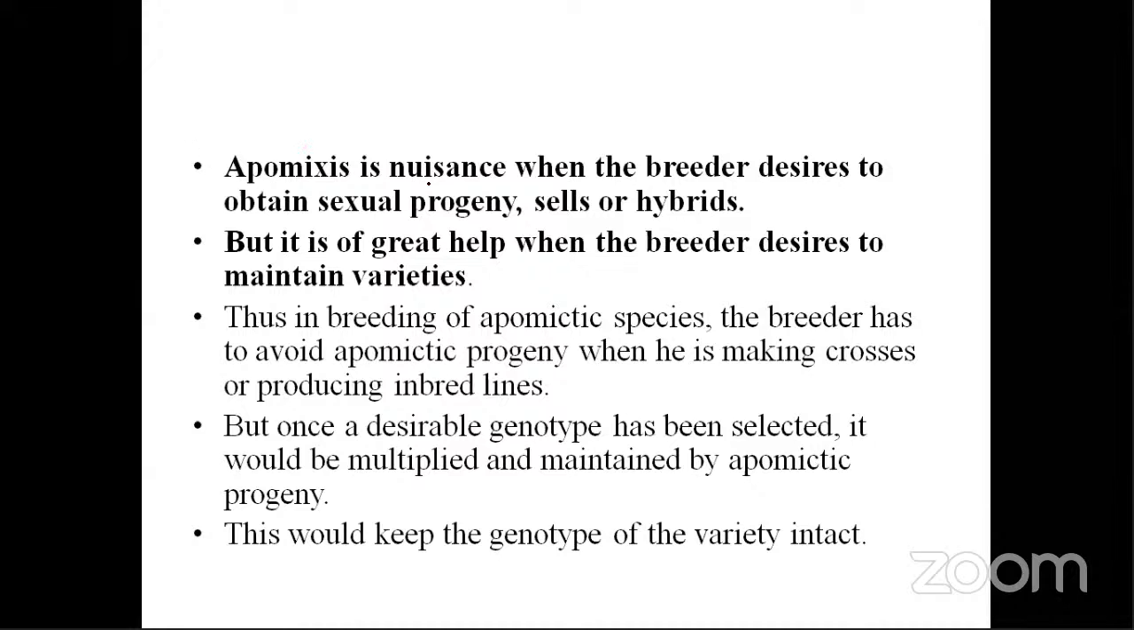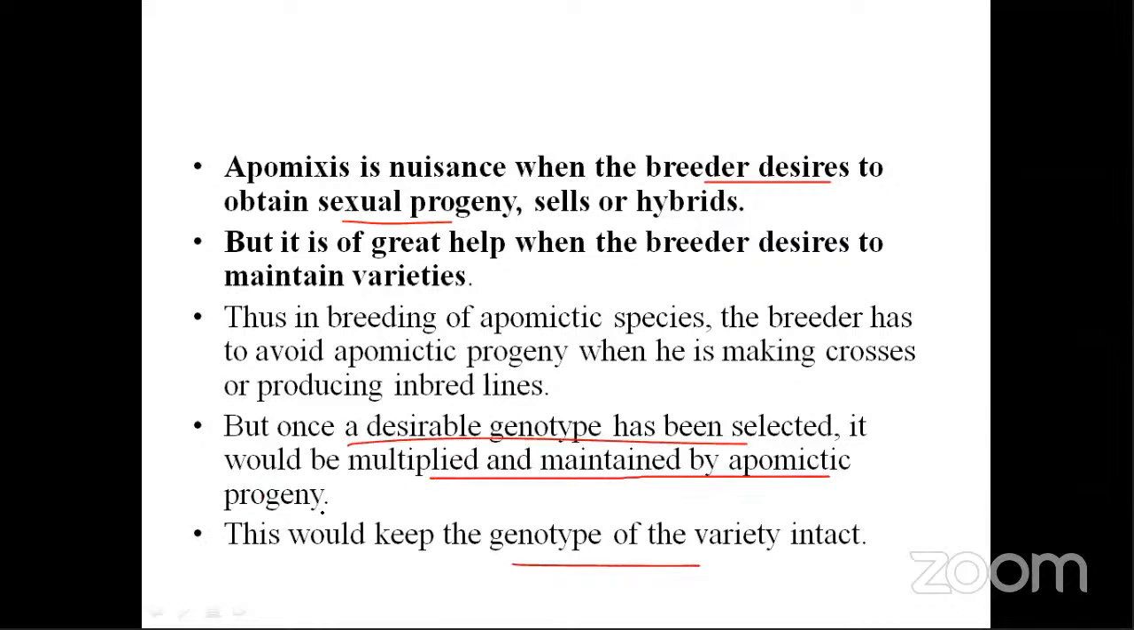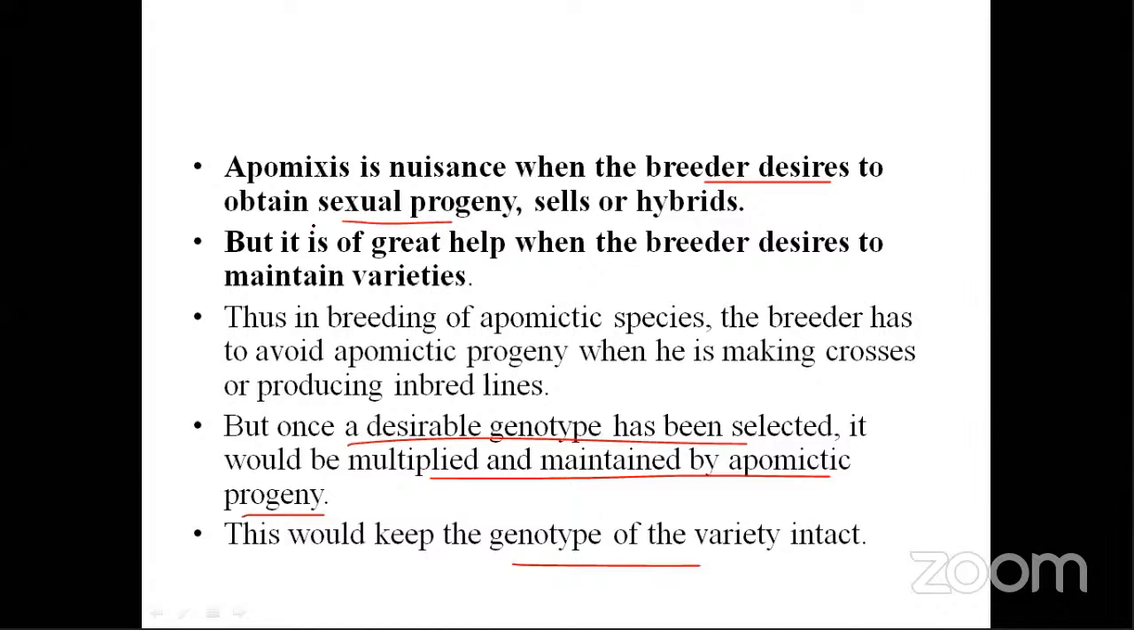So there are some other points which I want to discuss, like apomixis is a nuisance when the breeder desires to obtain sexual progeny. If you want to go for sexual hybridization and you find apomixis there, it is a problem. So it is not of great help in that particular condition. But for maintaining the variety, once the desirable genotype you have selected, it could be further multiplied and maintained as apomictic progeny. But until the selection process is over, if apomixis is there, it will cause a problem in selection and varietal development.